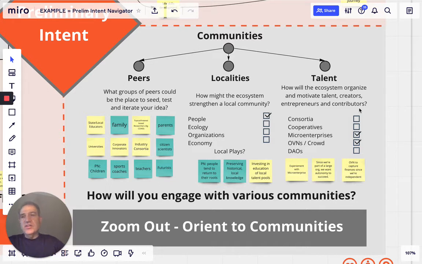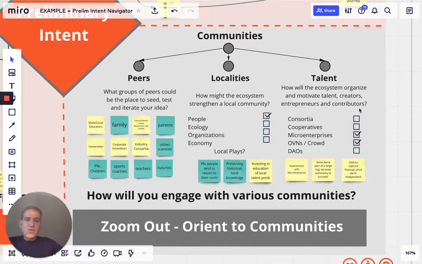So this is really looking potentially for groups of individuals with a common interest. That could be the place where you seed interest in your platform, where you test, where you experiment and iterate the idea. So you want to identify as many of those as possible as potential channels into creation of the ecosystem.